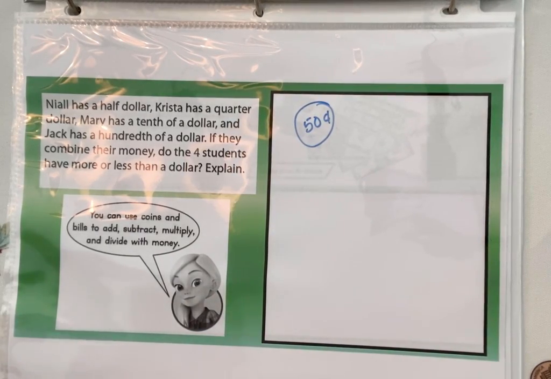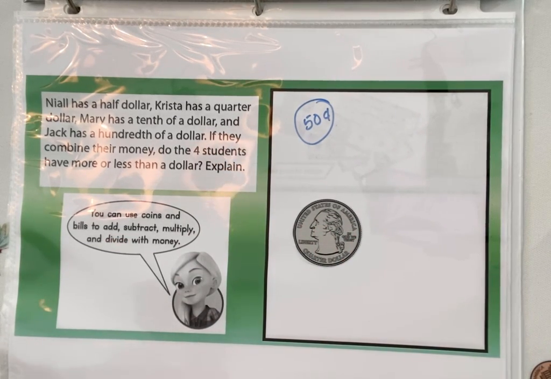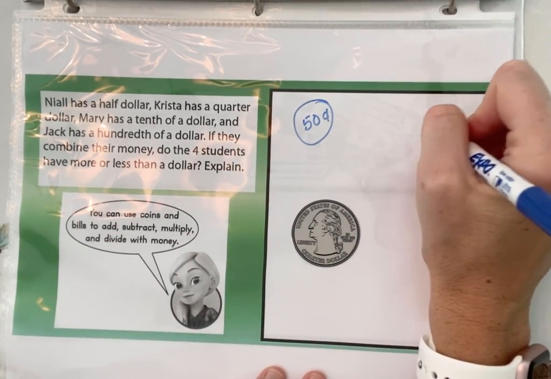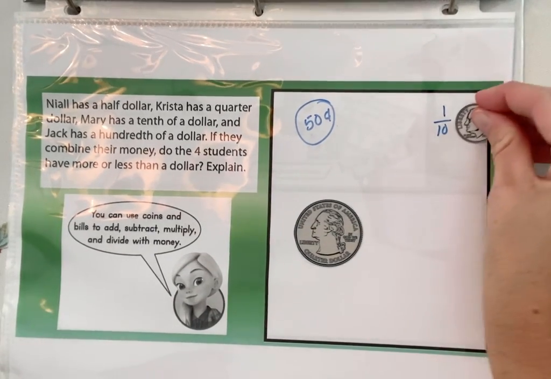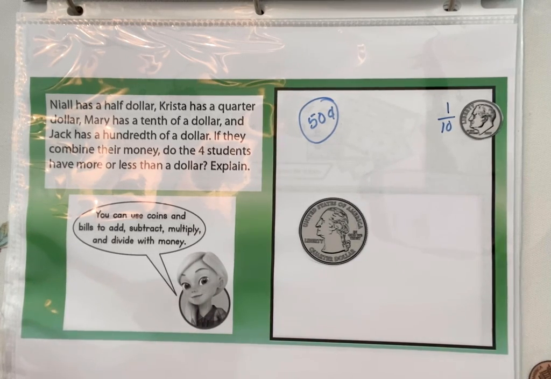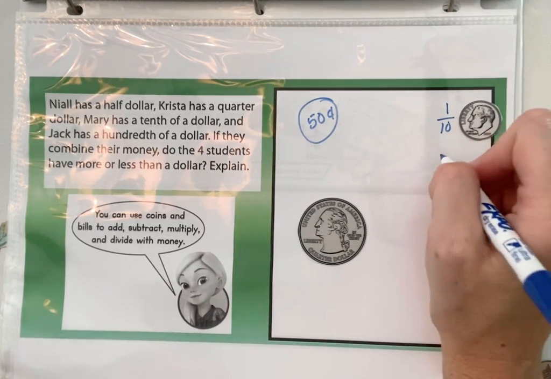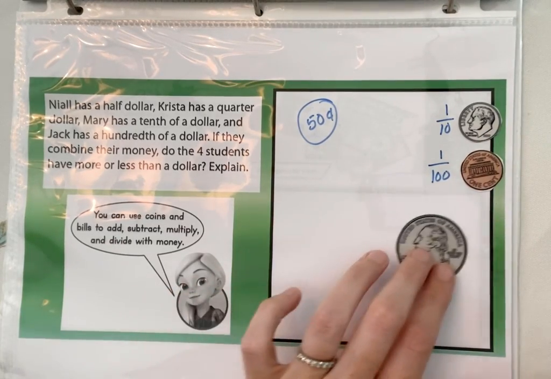Krista has a quarter, so here's a quarter. Mary has a tenth of a dollar. 1/10 of a dollar. What would we make to make that? A dime would be 1/10 of a dollar. And Jack has a 100th of a dollar. So what would make a 100th of a dollar? A penny. So let's write this out.